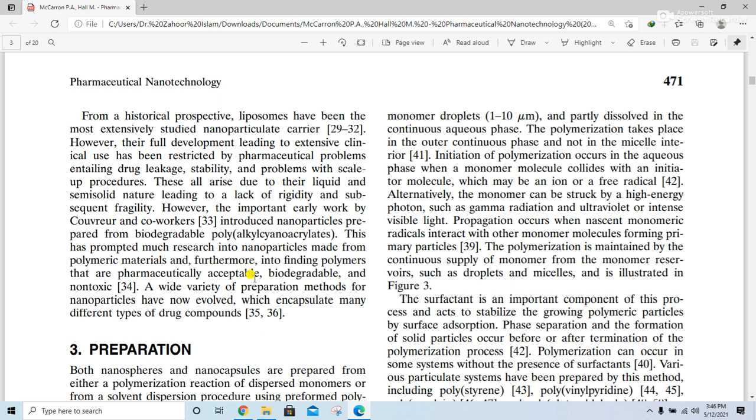However, the important early work by Couvreur and co-workers introduced nanoparticles prepared from biodegradable polymers, that is polyalkyl cyanoacrylates. This prompted much research into nanoparticles made from polymeric materials, and furthermore into finding polymers that are pharmaceutically acceptable, biodegradable, and non-toxic. A wide variety of preparation methods for nanoparticles have now evolved, which encapsulate many different types of drug compounds.